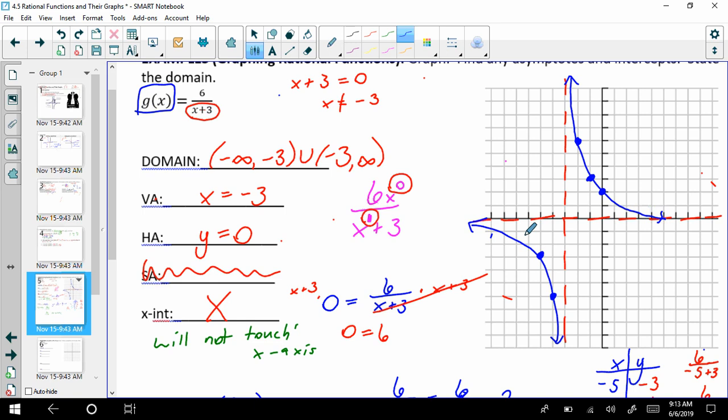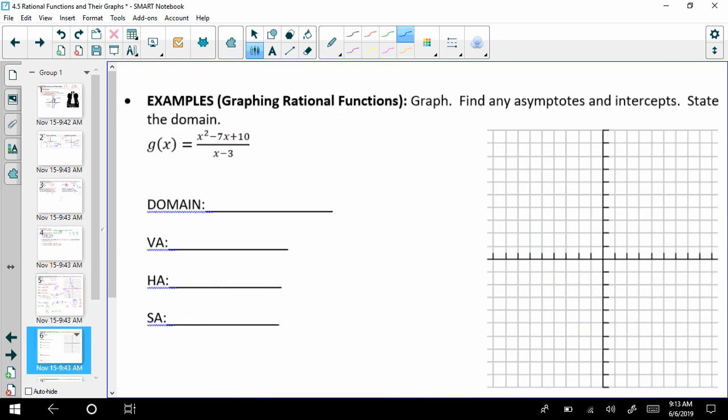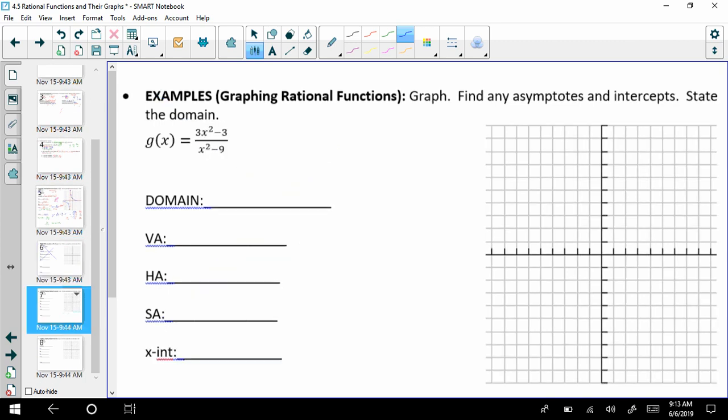Oof. Let's look at the next one. Actually, no, this one I'm throwing out. So let's look at the next one. Yes, this is one I want to look at. So on this one, we want to do the same exact process. So let's first figure out the domain.